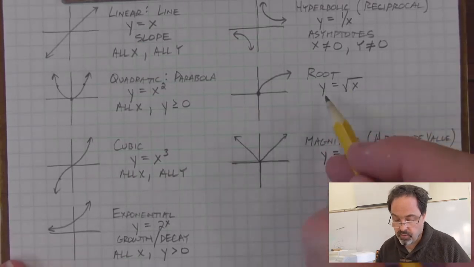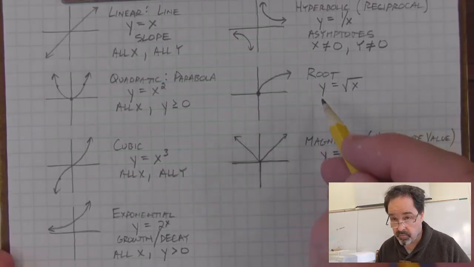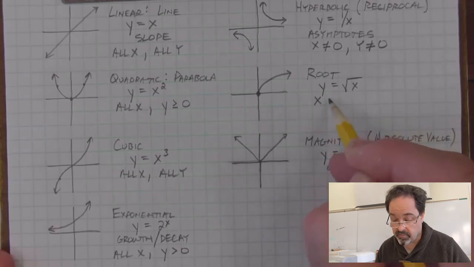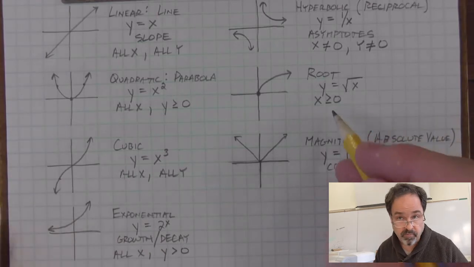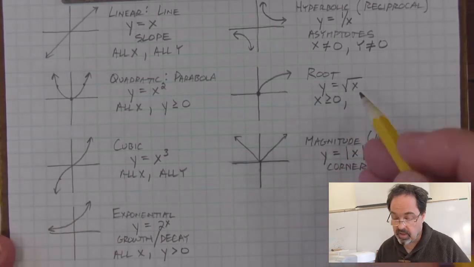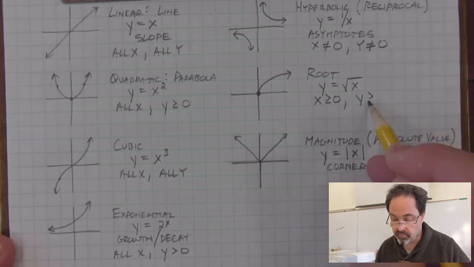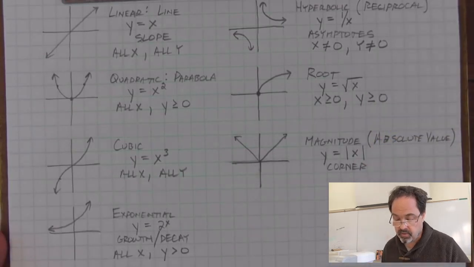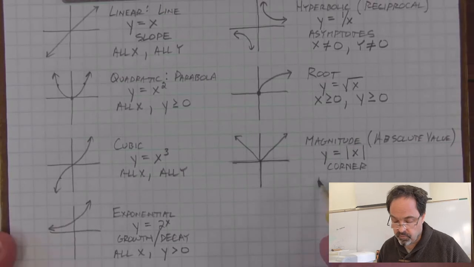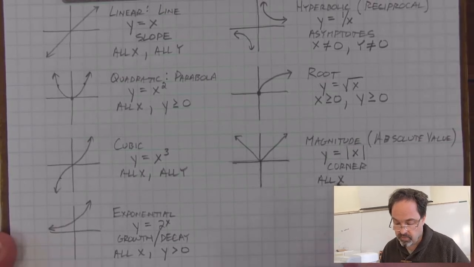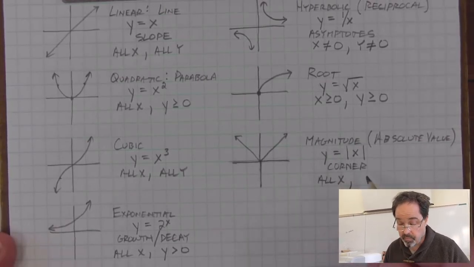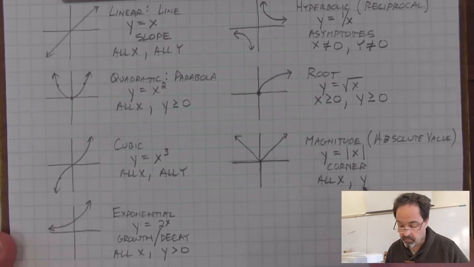The root function, we can put 0 and positive numbers in, so x has to be positive or equal to 0, no negative numbers as input. And the y values that we get out are going to be positive or equal to 0. Magnitude function, we can put all numbers x in, but we will only get positive numbers and 0 out.